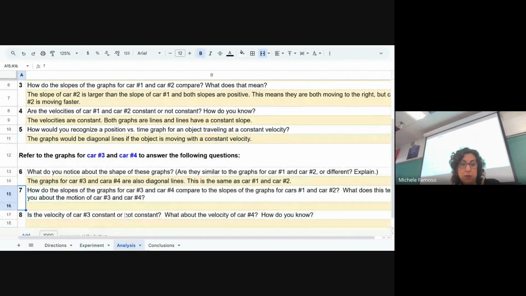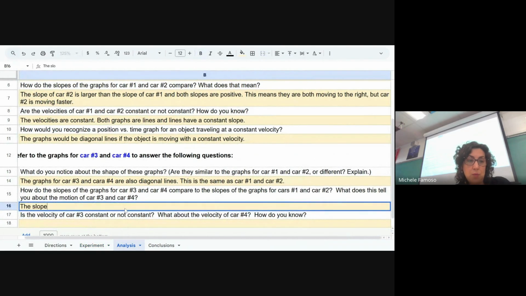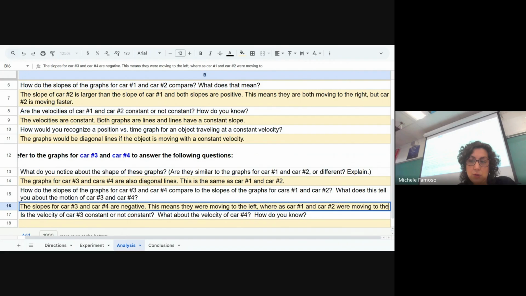All right. So let's answer that. So the slopes for car number 3 and car number 4 are negative. This means they were moving to the left, whereas car number 1 and car number 2 were moving to the right.